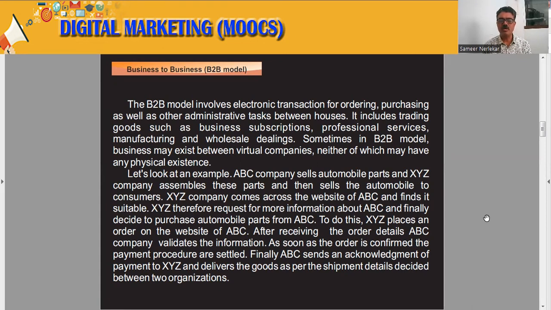After receiving the order details, ABC company validates the information. As soon as the order is confirmed, the payment procedures are settled. Finally, ABC sends an acknowledgement of payment to XYZ and delivers the goods as per the shipment details decided between the two organizations. So this is the complete working of the business to business e-commerce model.